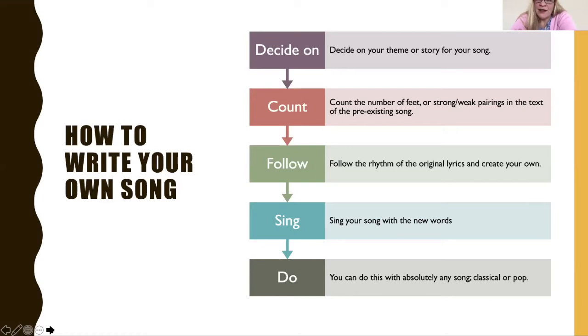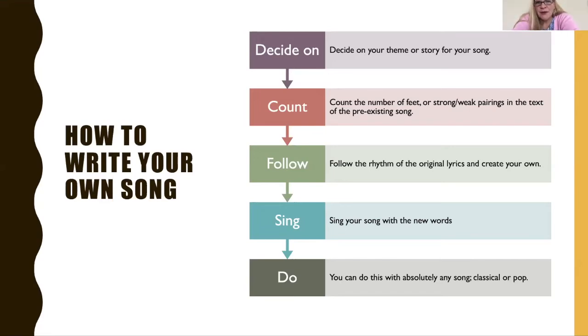Once you've decided on a theme or a title for your story, then that's when you do the counting. So we've already done that for Twinkle, Twinkle, Little Star. But if you choose another song to write your words to, the next step would be counting out those patterns just like we did. Then you're going to follow the rhythm of the original lyrics and create your own. So what does that mean? Well, let me give you an example.